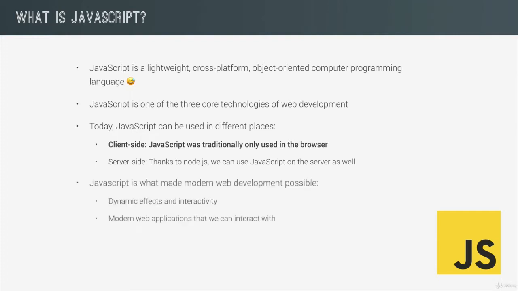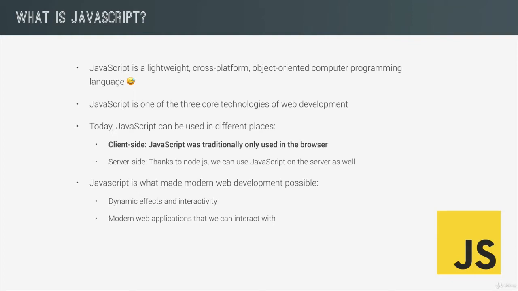So in summary, JavaScript is what made modern web development possible. It allows us to not only add dynamic effects and interactivity to more simple websites, but it also allows us to develop complex modern web applications that we can interact with and that almost feel like the apps that we can use on our computers and phones every single day.